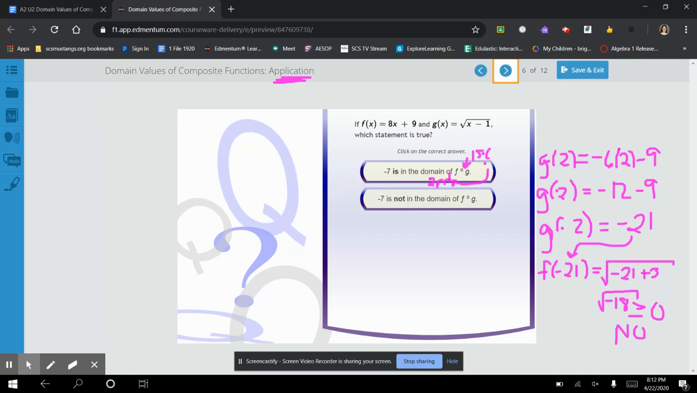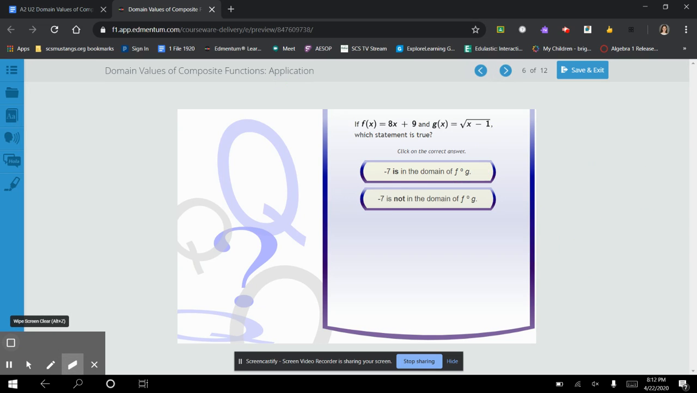Looking at our next one. Same idea, except functions have changed up a little bit on us, and now we're looking at negative 7. But I'm going to go through the same process. We're looking at our composition of f of g, so it goes into g first.